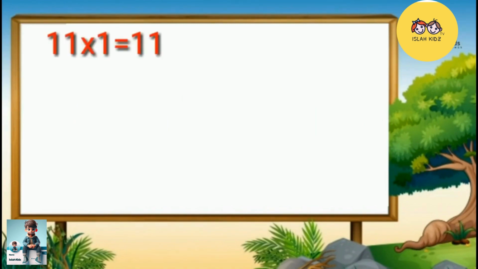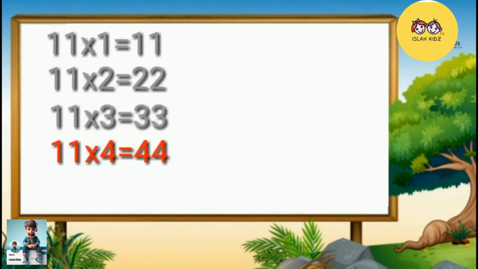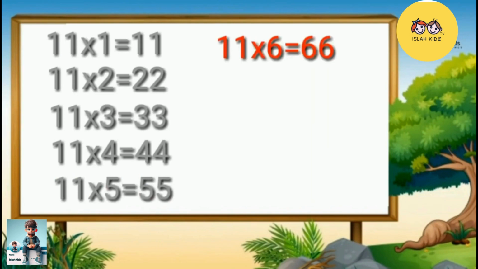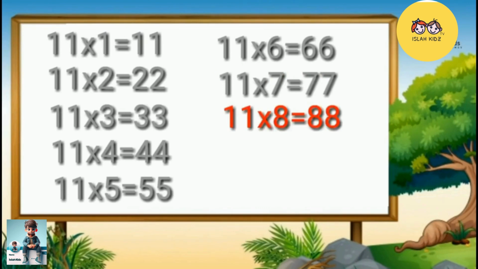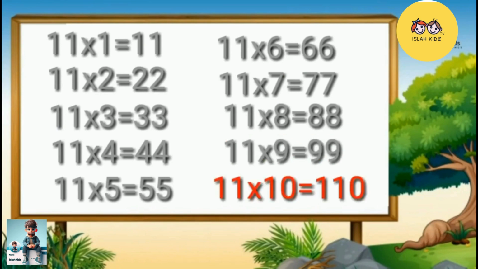11 ones are 11. 11 fours are 44. 11 fives are 55. 11 sixes are 66. 11 sevens are 77. 11 eights are 88. 11 nines are 99. 11 tens are 110.